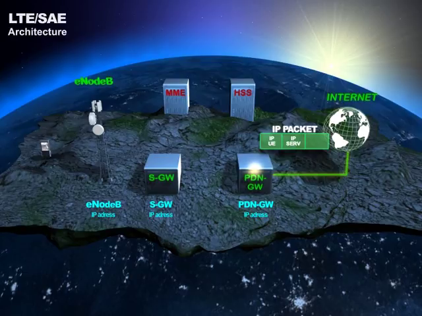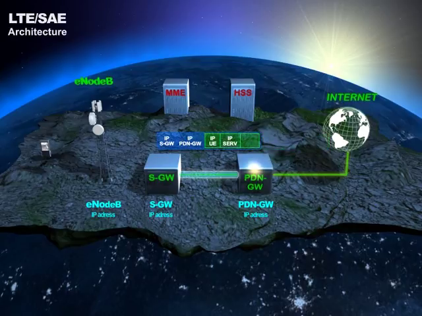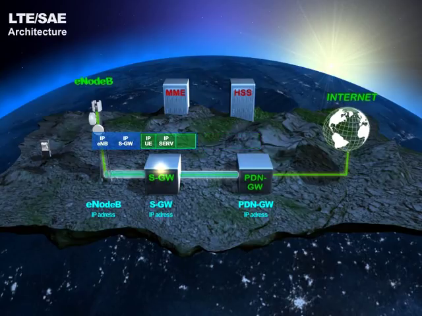When an IP packet arrives from the outside world, the mobile network will put an extra IP header in front of the packet with the internal IP addresses. In this first case, the internal IP addresses of the PDN gateway and serving gateway. When we reach the serving gateway, the outer IP header will be removed and a new one added with the addresses of the serving gateway and the eNode B.